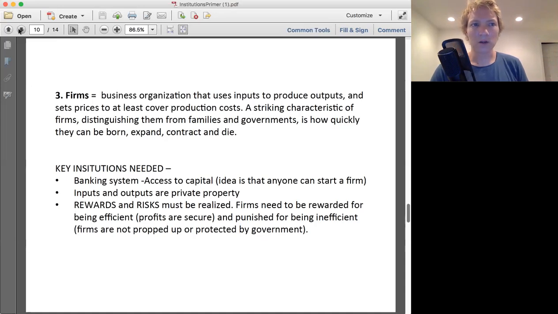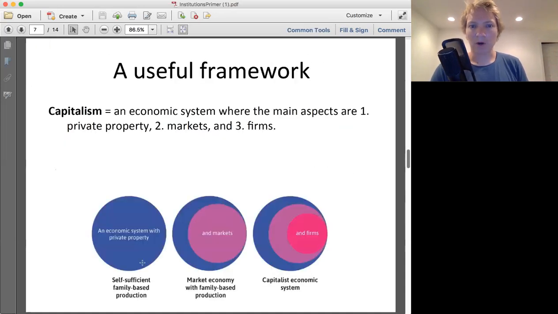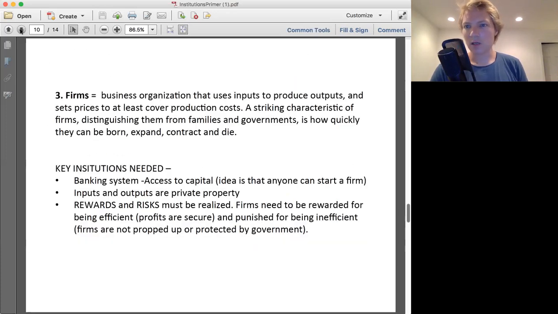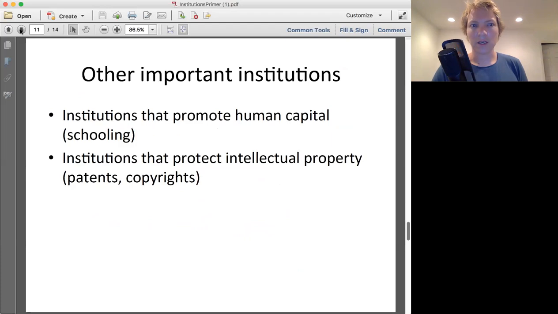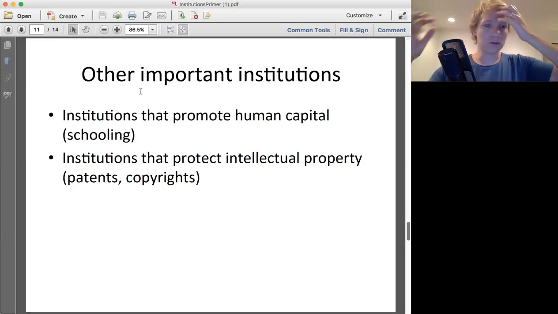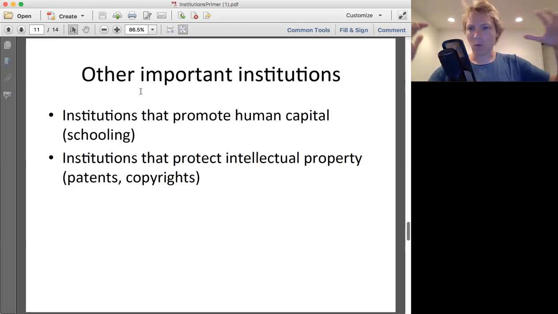Okay, so that's one way to think about a market economy, the different things you need for a market economy, and the institutions needed for each of those pieces. And if you have those, that would presumably lead to innovation. Other important institutions kind of outside this system is you need some sort of human capital generating institutions. Typically these are schools, but they could be other things, even like YouTube now, where you can learn things, or other ways for people to get the skills that they need.